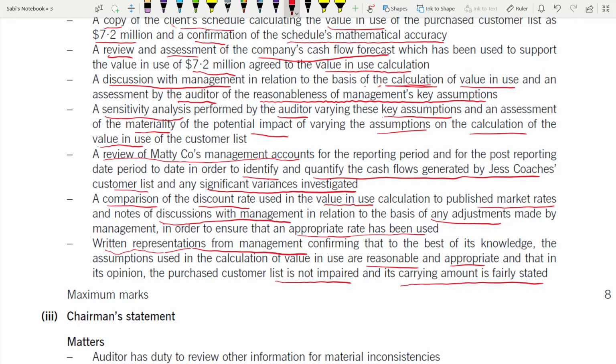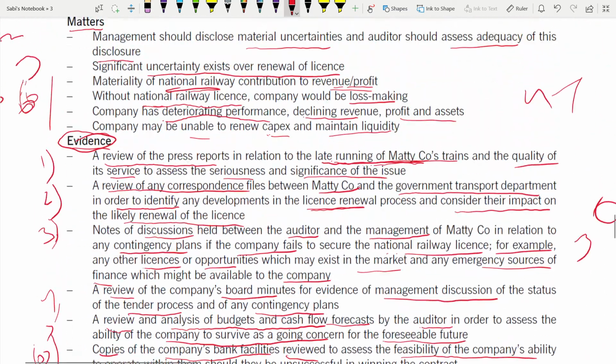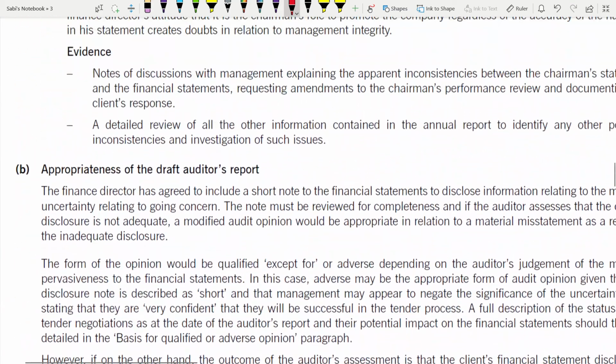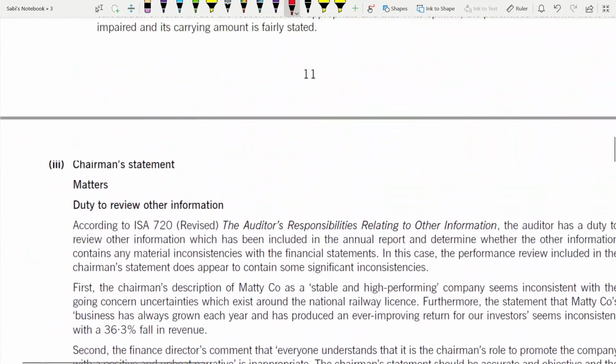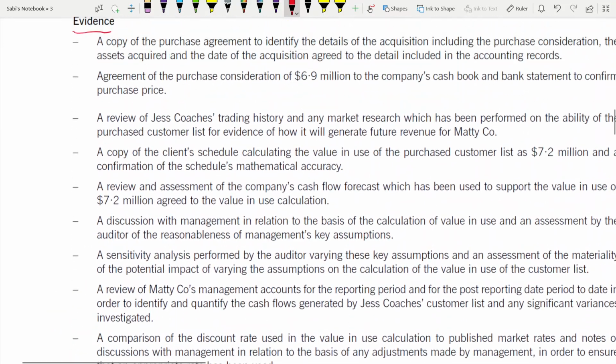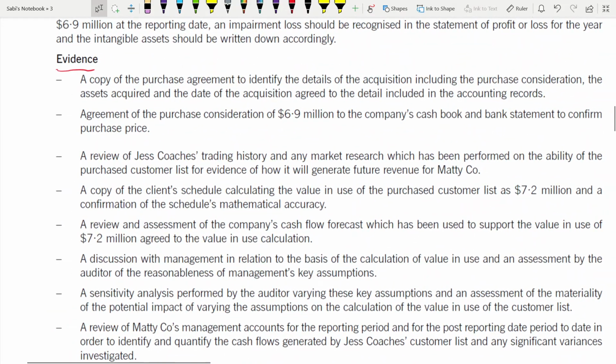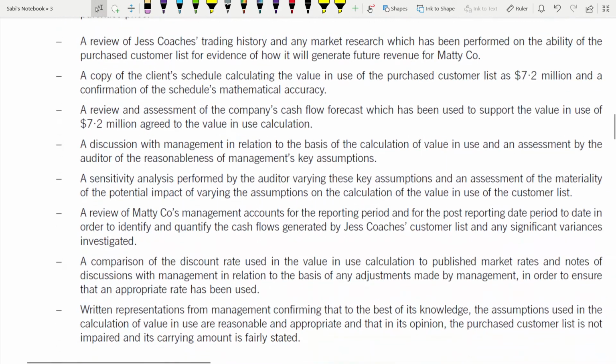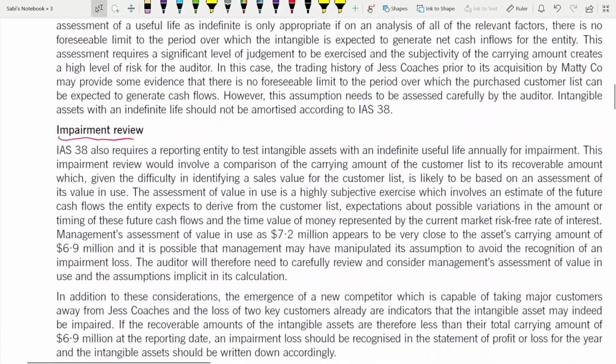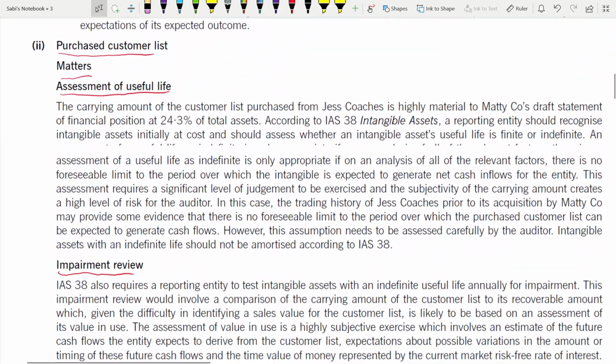So if you go through the answer also, this evidence section we are not going to read because it's just a repetition of what we have read from the marking scheme. We are not going to go through it, but we are definitely going to go through these two matters: assessment of useful life and impairment review.